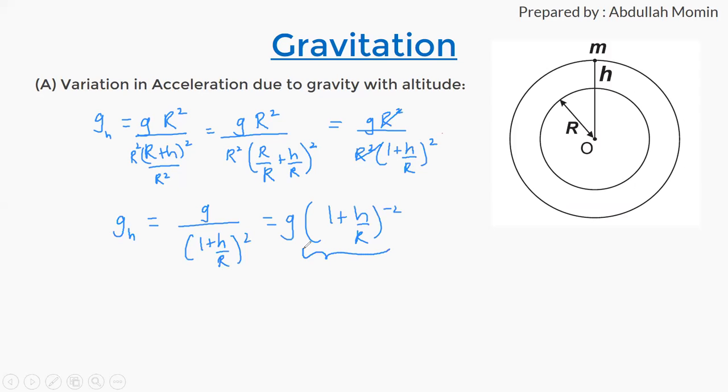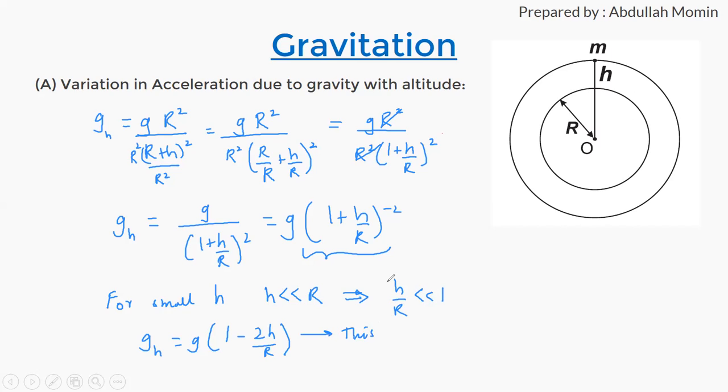Now by expanding this equation by binomial expansion, for a small height h, if h is very small compared to R, so h by R is very much smaller than 1, and when you square such a small number, we get gh is equal to g 1 minus 2h upon R. So this is the expression for g at height h.